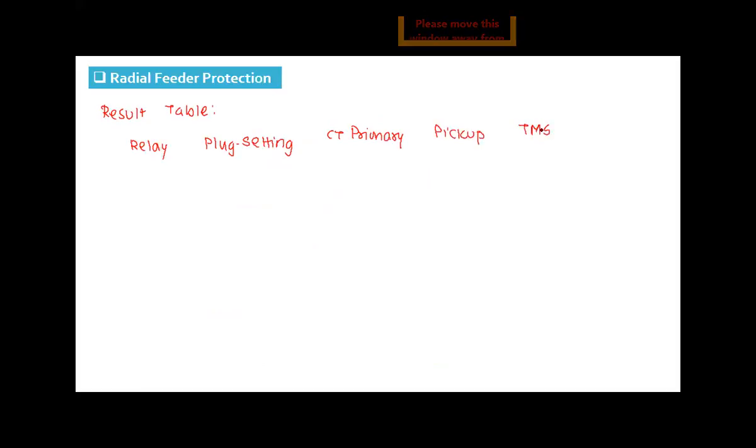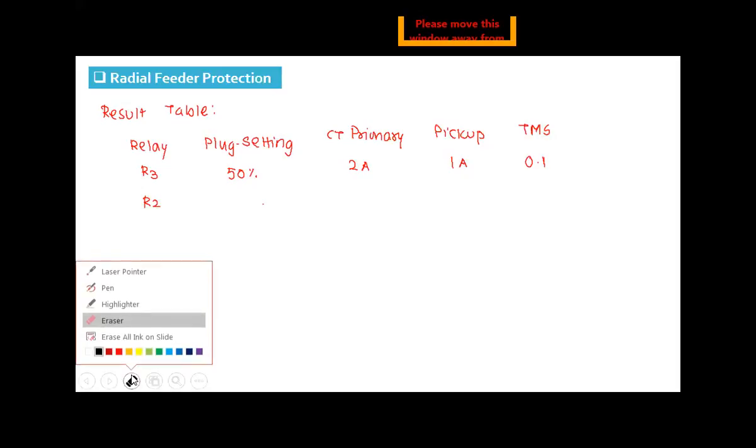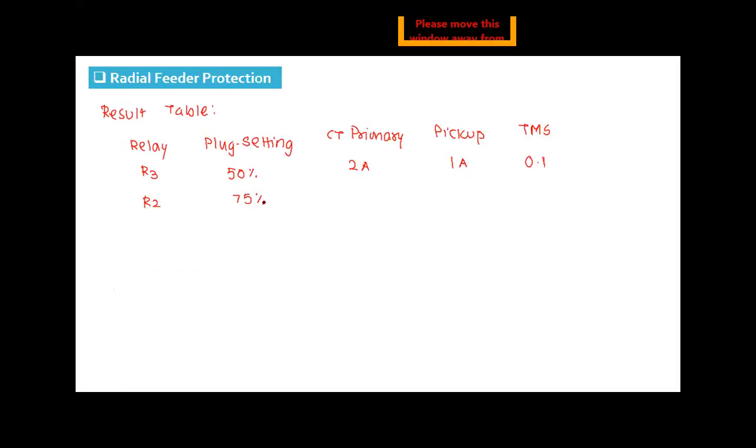So relay R3, what is plug setting? 50%. CT primary is 2 ampere, so pickup is 1 ampere and TMS is 0.1. For relay R2, plug setting is 100%, sorry, 75%. CT primary is 2 ampere, so pickup is 1.5 ampere and TMS is also 0.1. For R1, it is 100%. CT primary is 2 ampere, pickup is 2 ampere and TMS is 0.1. This is the result table.